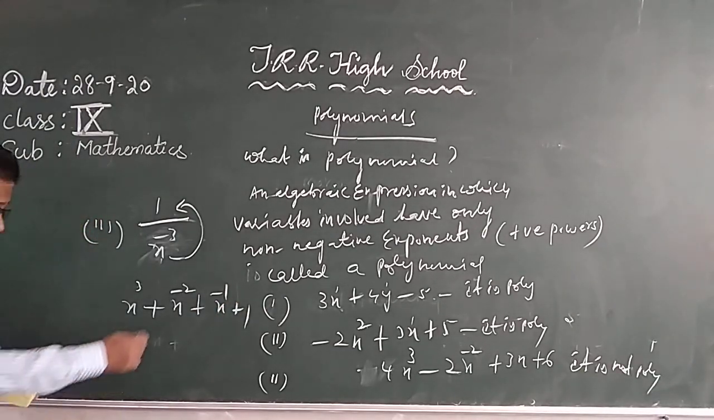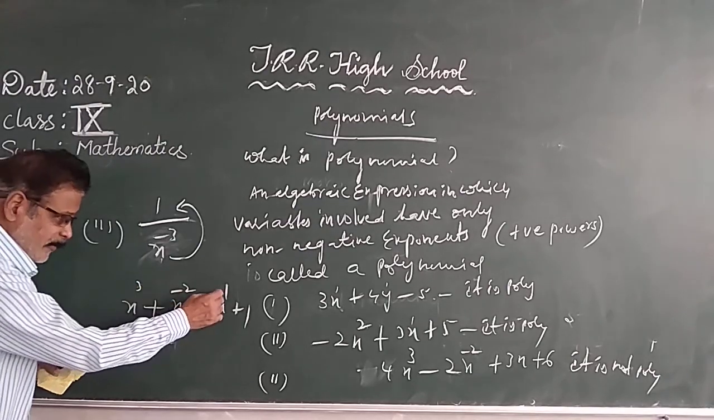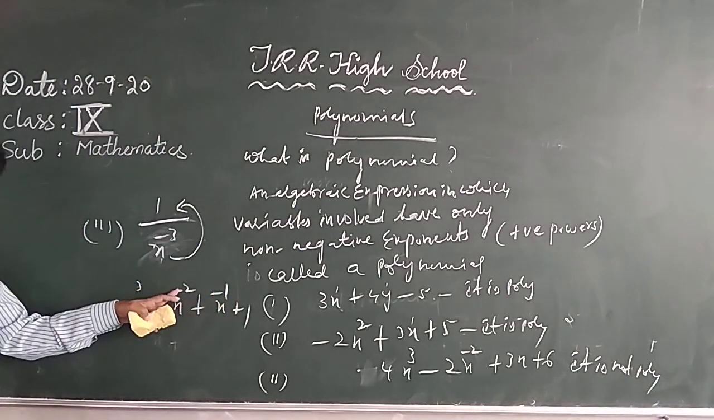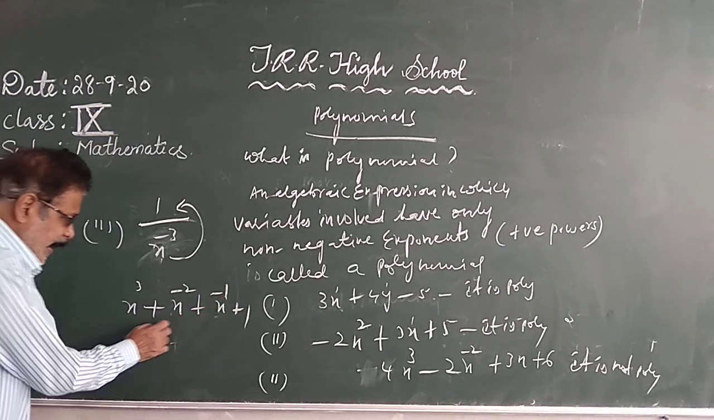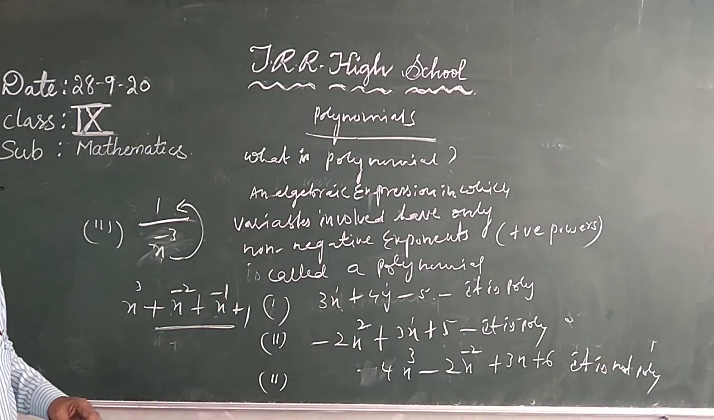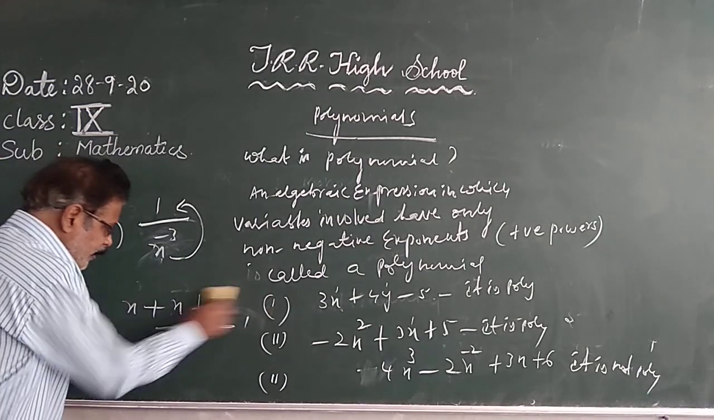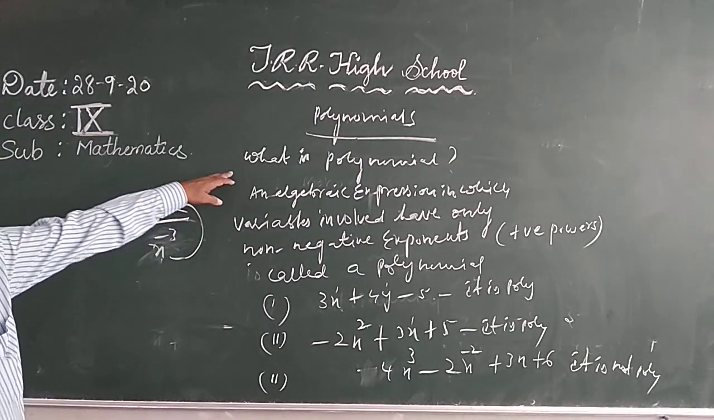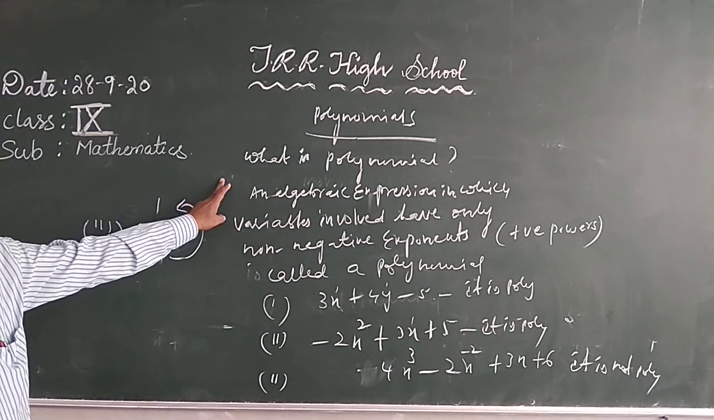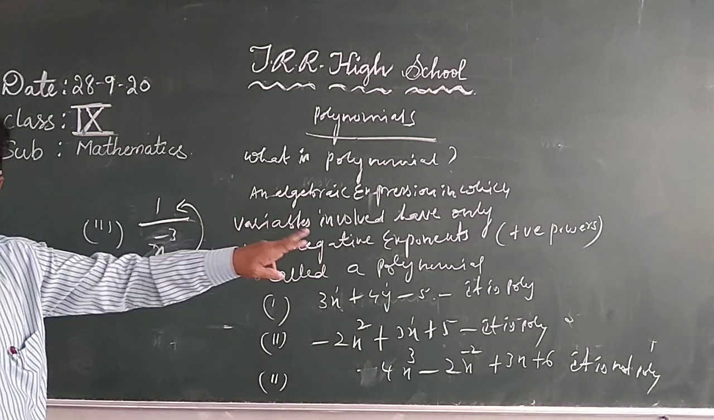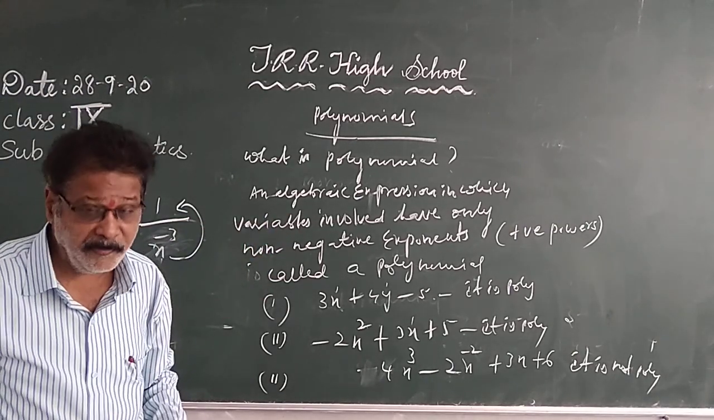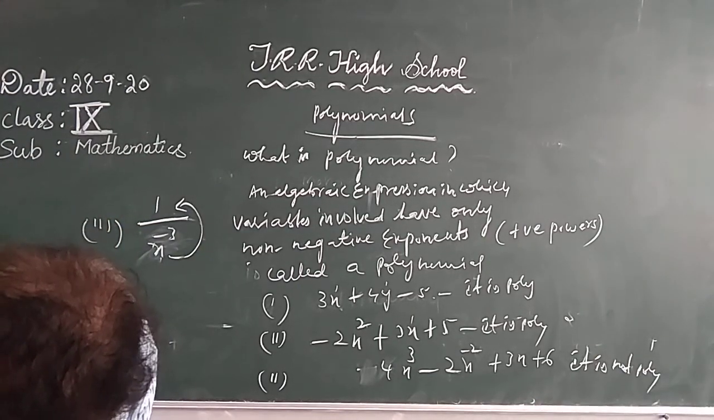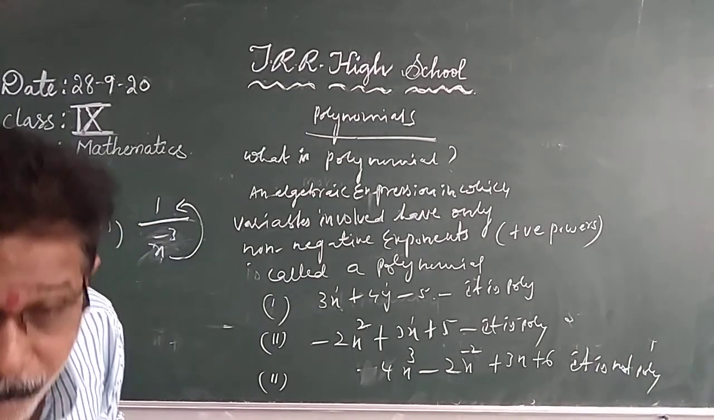No. Why? Because x power is negative here, x power minus 2, and here x power negative minus 1. So it has the negative power, so it is not a polynomial. So this is the definition: an algebraic expression in which variables involved have only non-negative exponents is called a polynomial. This is very important. I hope you understood this polynomial.